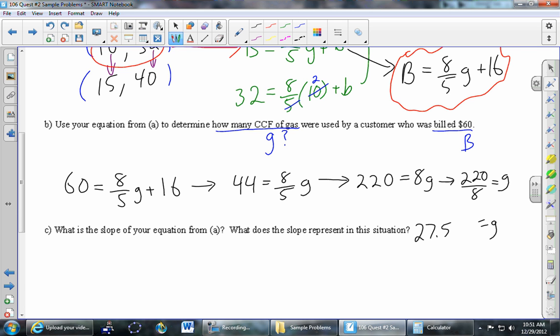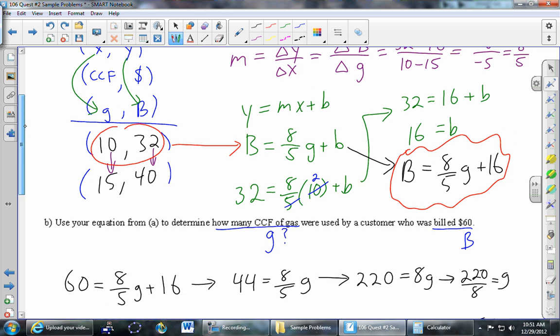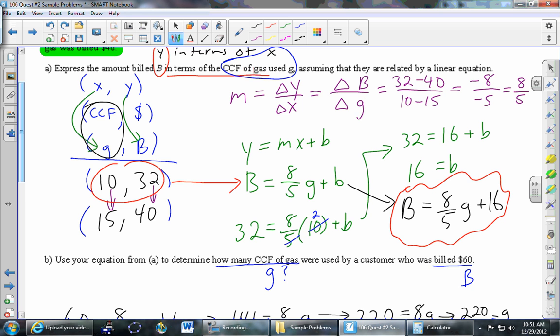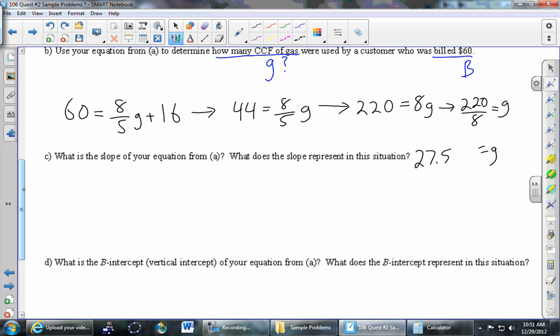27.5 what? Well, what was G measured in? I can go right back up here. G was measured in CCF. So that's 27.5 CCF, hundreds of cubic feet of gas.